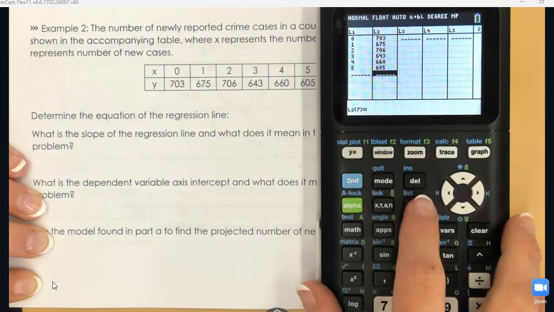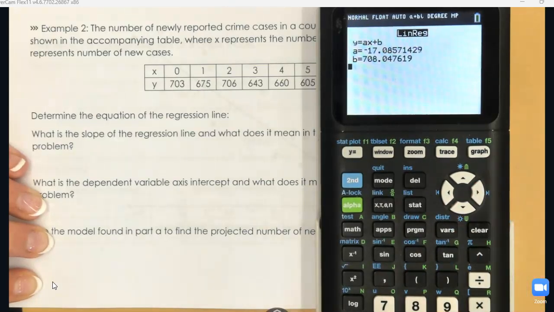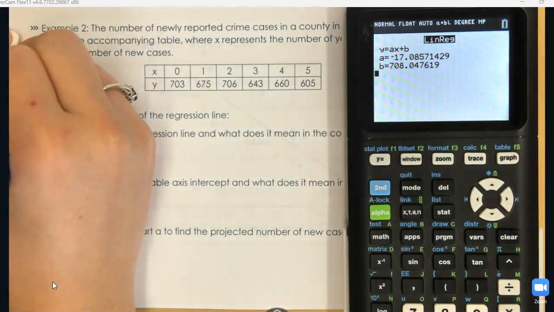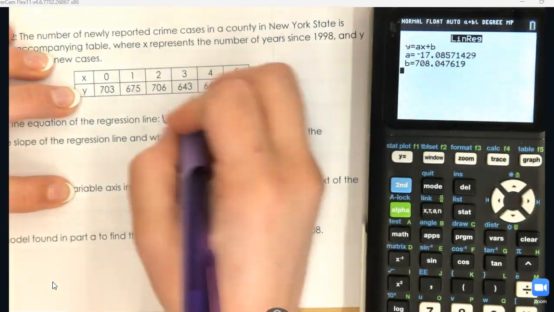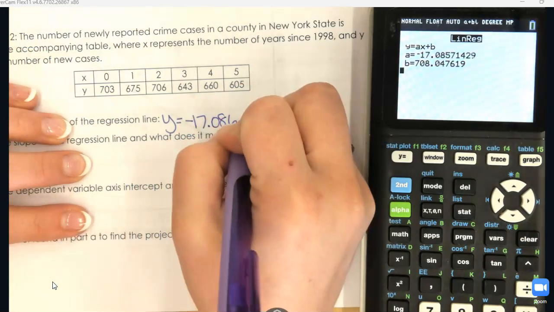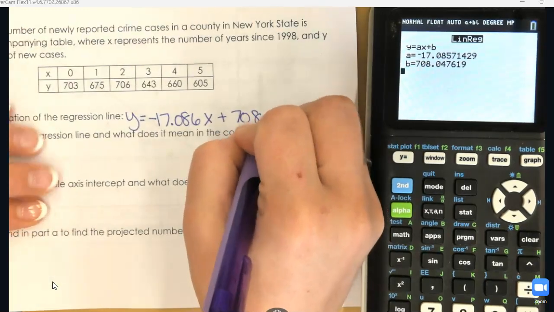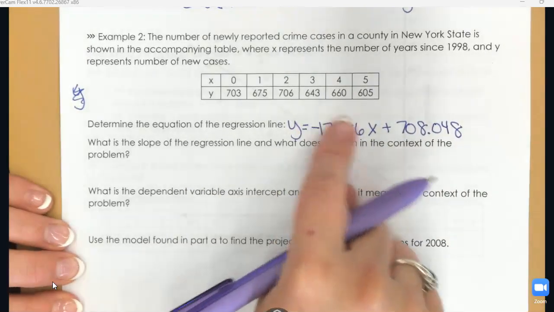And then I'm going to do the same steps as before. Stat, calc, linear regression, enter 5 times. And this one's not as pretty of numbers, so we're just going to round to 3 decimal places. And I'm going to put it down here where it wanted my answer. So that's negative 17.086x plus 708.048. So what does our slope mean this time?